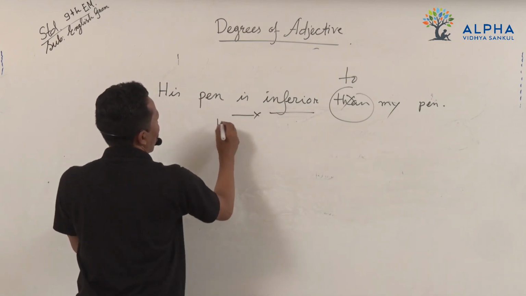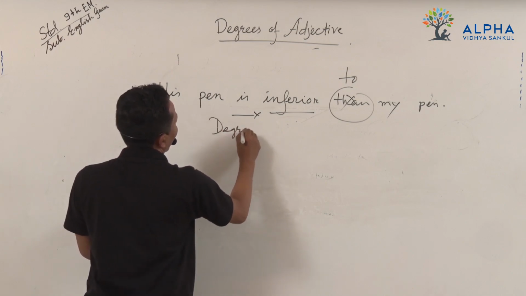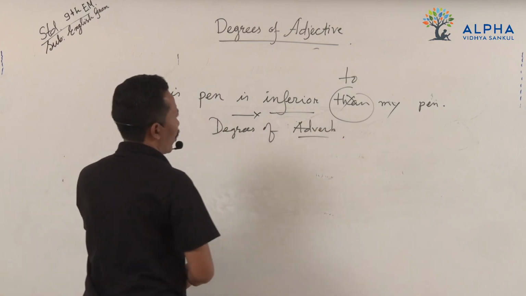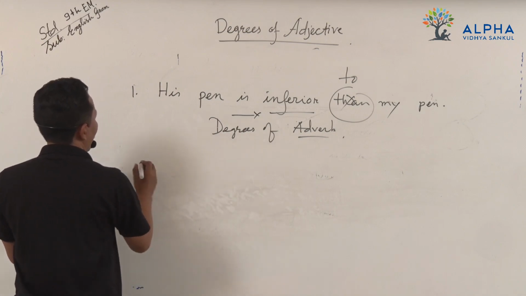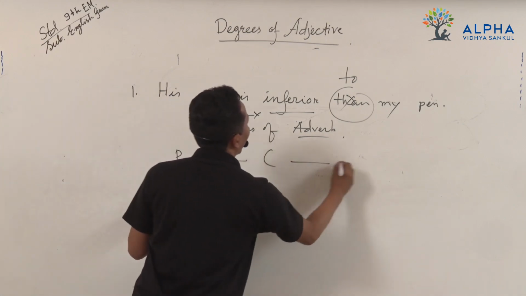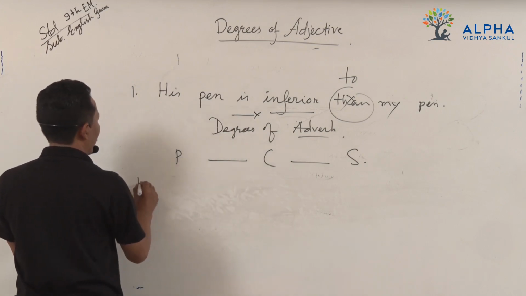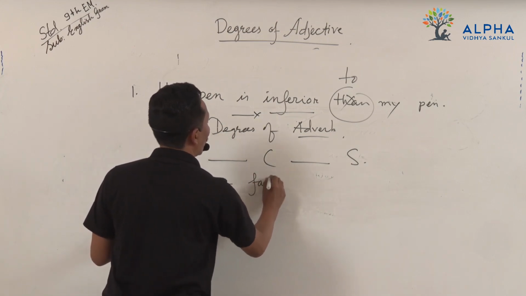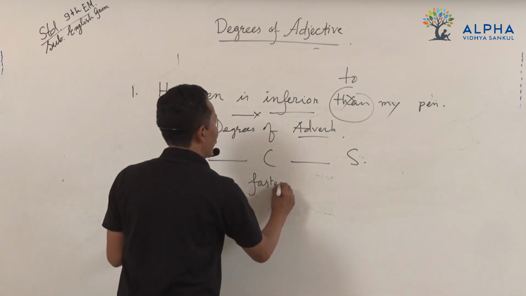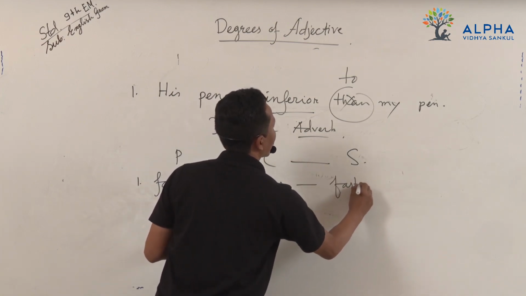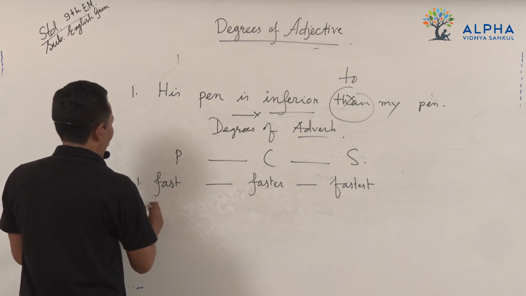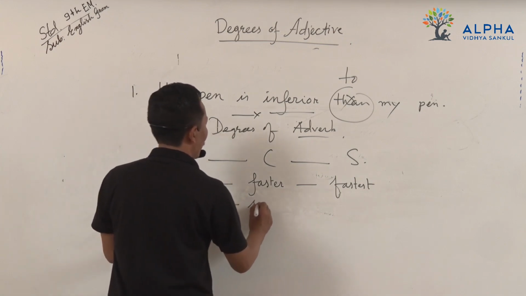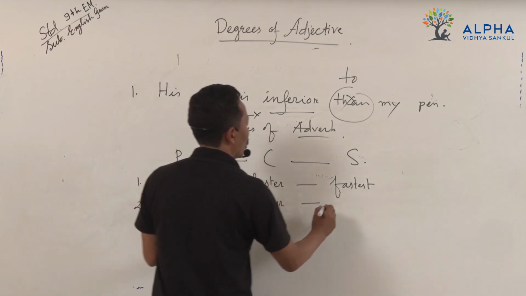The next is degrees of adverbs. And this is also the same way, students. The degrees of adverbs also have the positive, comparative and superlative. Suppose here is fast. Fast is the word adverb. We have to change it by the rule, whatever the rule we apply in the adjective. See, faster, then fastest. Okay. And number 2, soon, what? Sooner, soonest.